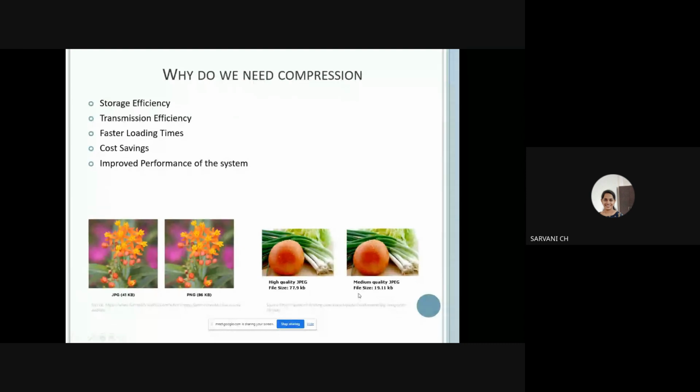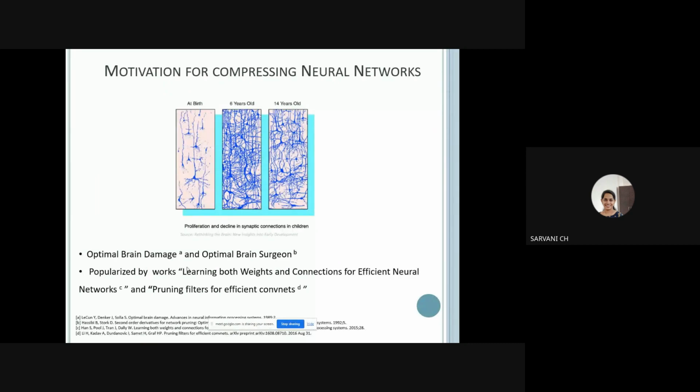So along with the storage efficiency, we have many advantages of this compression, like transmission efficiency, faster loading times, cost savings, and improved performance of the overall system. In a similar way, can we compress deep neural networks without affecting the performance much? The answer is yes, we can compress. It is in fact a popular research direction, and more than 1,000 papers have been published every year from 2020 to 2022 in the area of neural network compression.